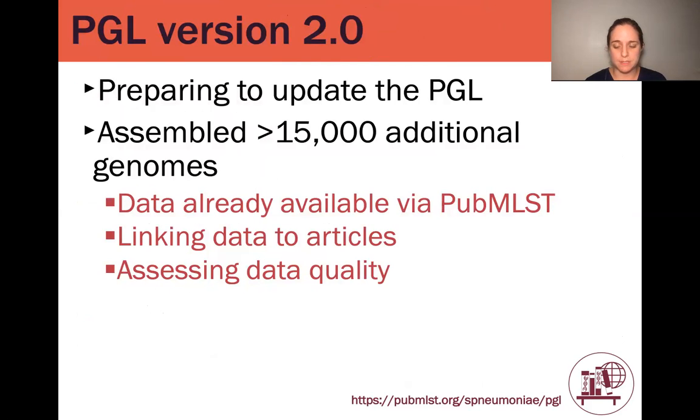But what is coming next for the database in terms of the genome library is we're updating it to version 2.0. So we're currently preparing this update. We've assembled over 15,000 additional genomes. The data are already available via PubMLST, but at the moment we're also linking these data to individual articles and assessing the quality. So watch this space. We plan to release this shortly.